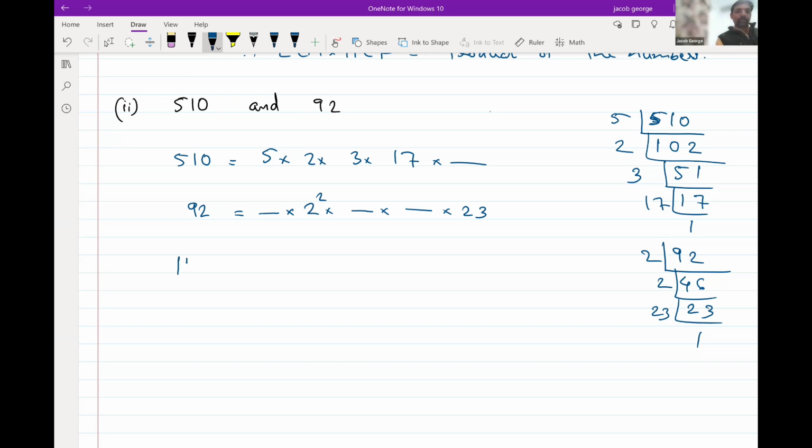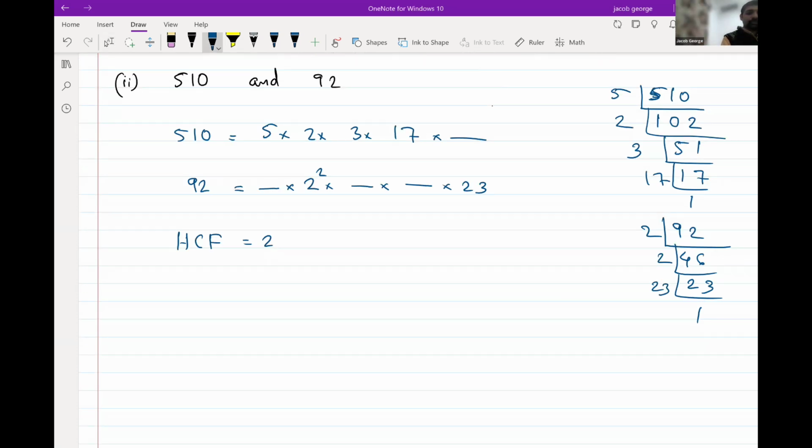From online, did you get HCF is equal to 2? All of you found that HCF is 2. Next, for LCM, what to do? Do we have to take both the 2s or only one? From 2 and 2 square, we take the highest power among these two. 5 we take, then 2 square we take. When it is 2 and 2 square, we take the highest for its LCM. Then multiply the remaining 3 into 17 into 23.